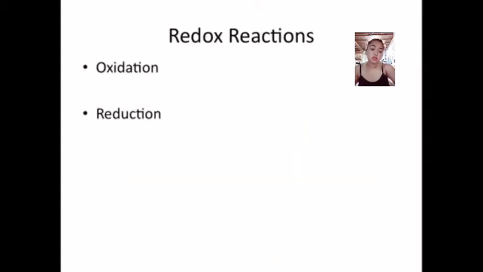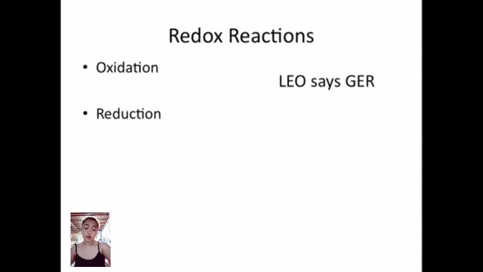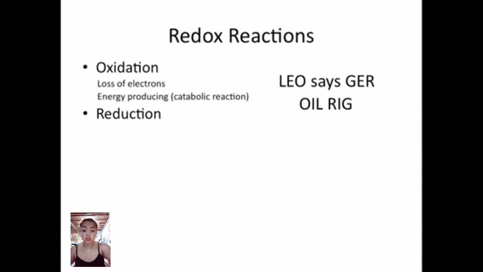Redox reactions refer to oxidation and reduction reactions. Hopefully you remember the terms oxidation and reduction from chemistry, and you may remember some of the mnemonic devices associated with them. LEO says GER stands for lose electrons oxidized, gain electrons reduced. OIL RIG stands for oxidation involves loss, reduction involves gain. So when we talk about oxidation, we mean a loss of electrons. Oxidation reactions are catabolic reactions because they produce energy. When we talk about reduction, we mean a gain of electrons. Reduction reactions are anabolic reactions because they require energy.